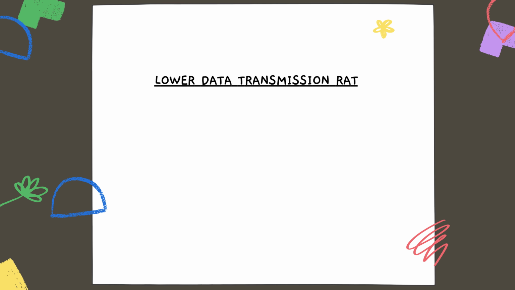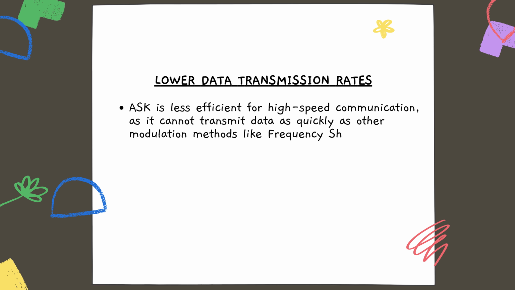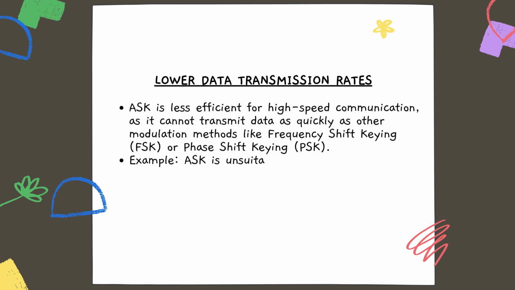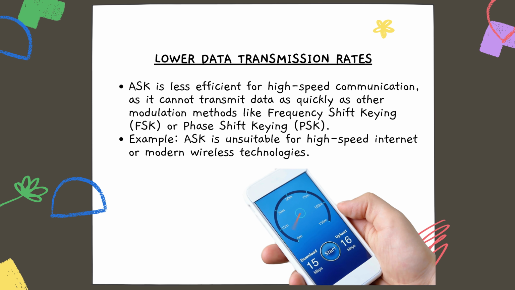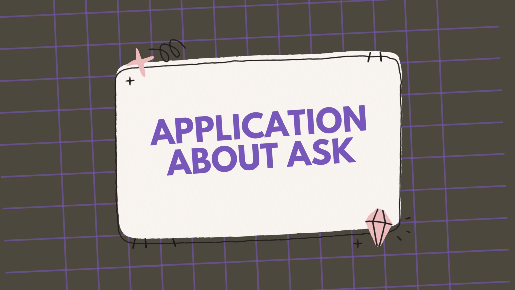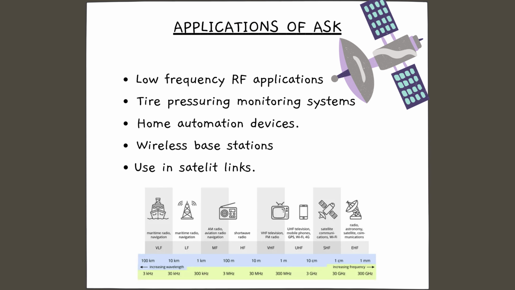Lower data transmission rates. ASK is less efficient for high-speed communication, as it cannot transmit data as quickly as other modulation methods like frequency shift keying, FSK, or phase shift keying, PSK. Example, ASK is unsuitable for high-speed internet or modern wireless technologies. Application about ASK. Applications of ASK. Low-frequency RF applications, tire pressure monitoring systems, home automation devices, wireless base stations, use in satellite links.